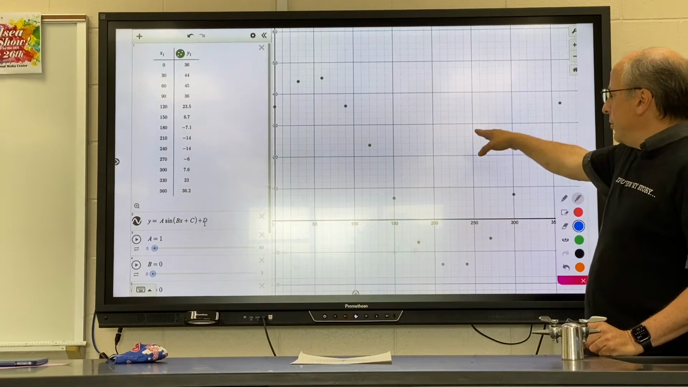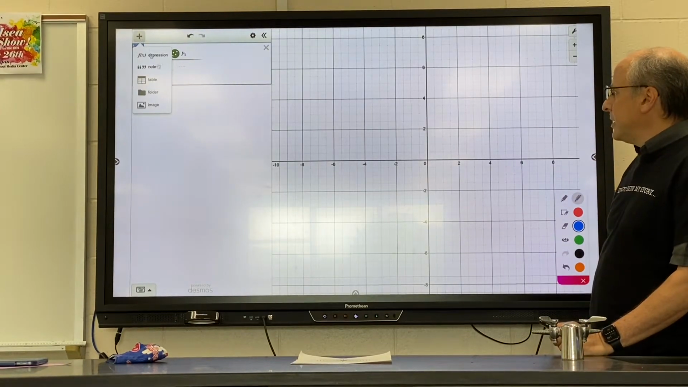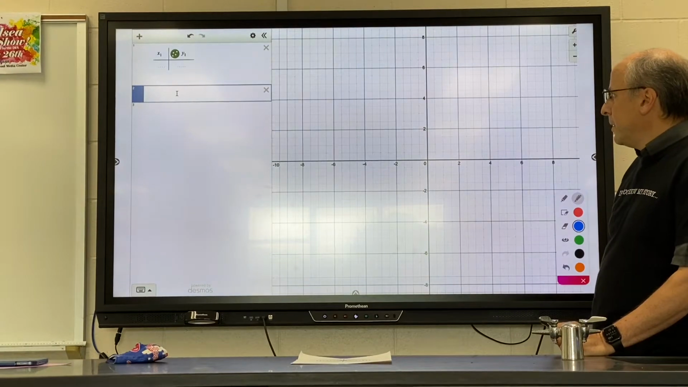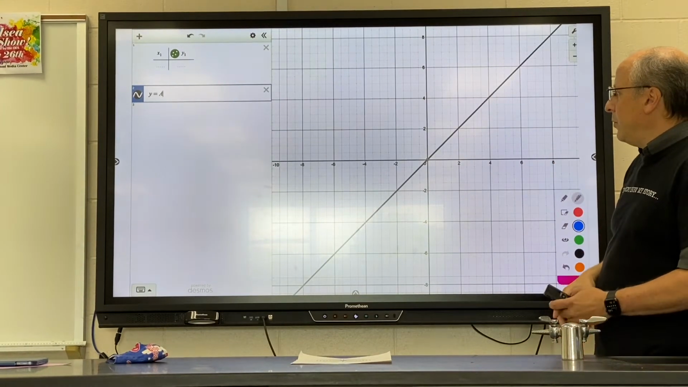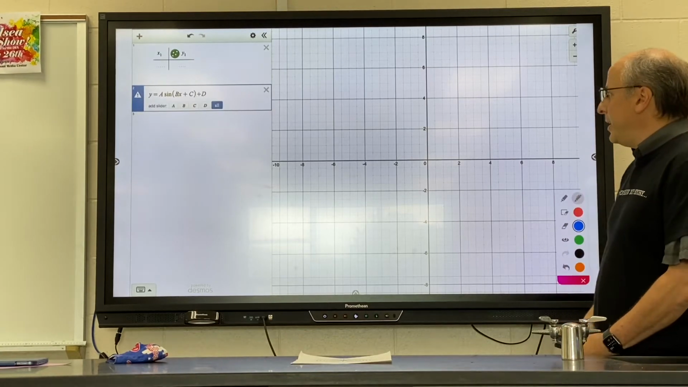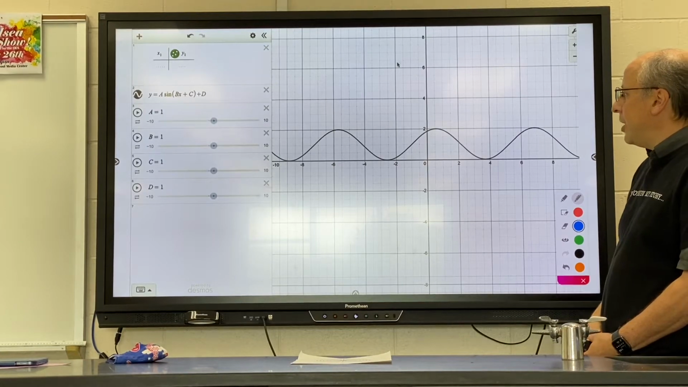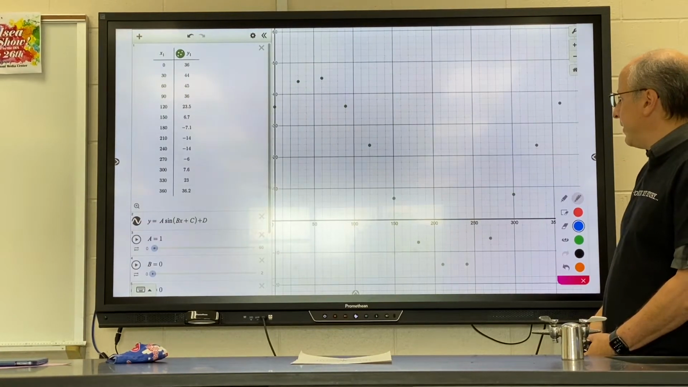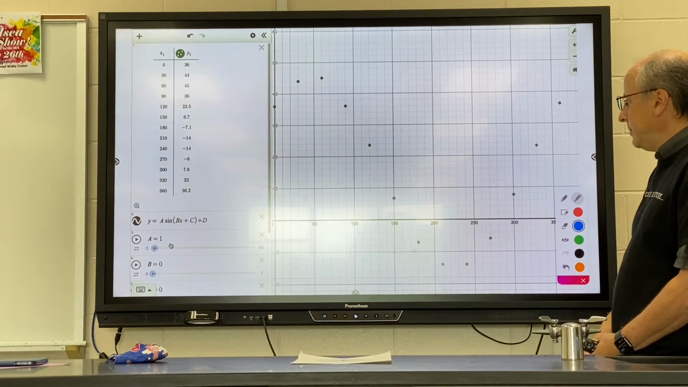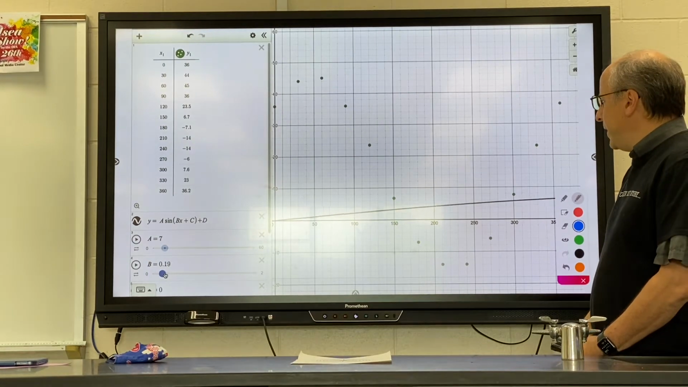After you put in all your numbers, I hope you see it's a sine curve, so we'll be adjusting that accordingly. You're going to type in y equals a sine bx plus c plus d, the equation of our sine curve. And you're going to make sliders for each of those possible variables. You're going to adjust the different variables until you get your curve to fit properly.